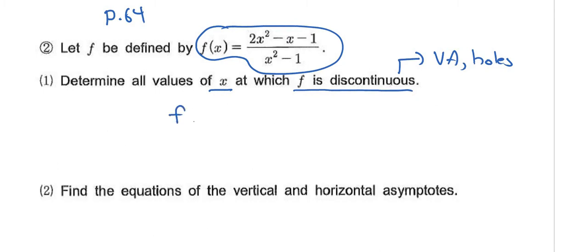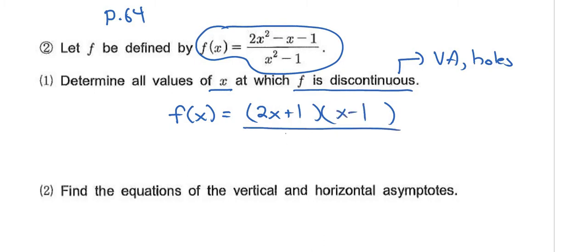My recommendation for this problem is to go ahead and factor the numerator and the denominator. If I factor the numerator, I get (2x + 1)(x - 1), and the denominator will be (x + 1)(x - 1). Now, you don't want to go off and start canceling things off.